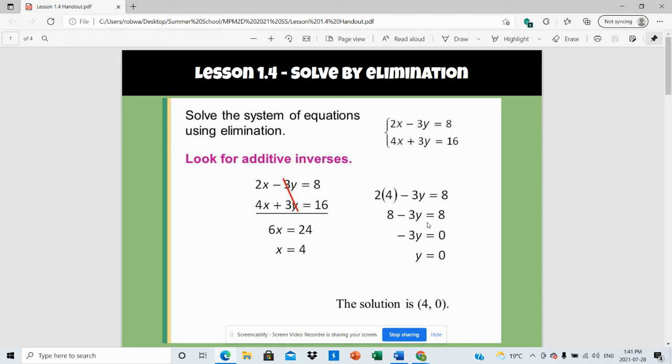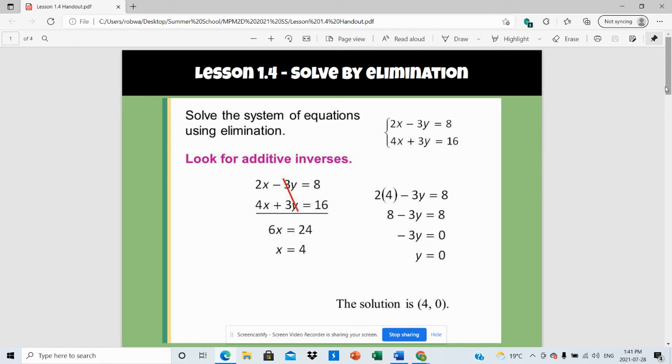This can be 8 minus 3y equals 8. Remember, when that 8 goes to the other side, it's a negative. So you'll have 8 minus 8 on the other side, which just goes to 0. So minus 3y equals 0. Now, all we have to do is divide both sides by minus 3, and we already know that if you divide 0 by a number other than 0, it is going to be 0. So y equals 0. And now that's our solution. The solution for this system of linear equations is (4, 0).